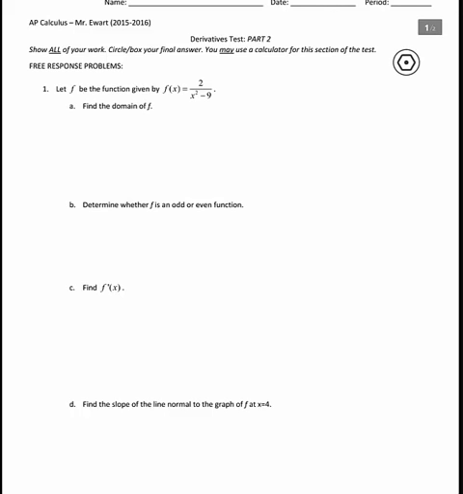Okay, so next we're going to do derivatives test part 2. Domain, we need to know domain by now. If you don't, please come see me. But in this question, for the domain, we set that denominator not equal to 0.